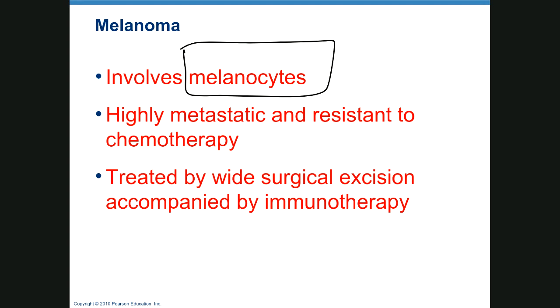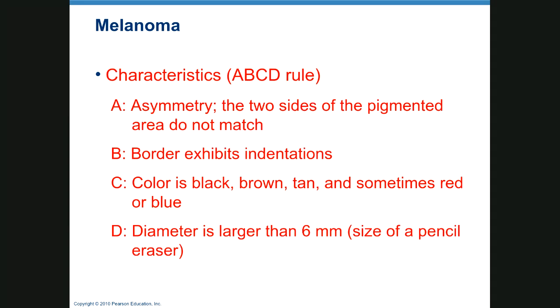Chemotherapy is not very useful either because the cells very quickly become resistant to chemotherapy. The best course of action is early detection. Detecting it early and removing it through surgery. That is the best way to get rid of this type of cancer. It is metastatic. It very quickly begins to spread. So it's a very serious type of cancer. So it is crucial to be able to identify melanoma lesions.